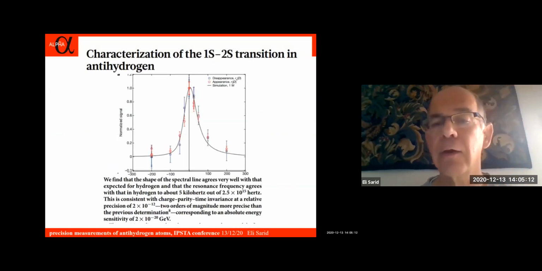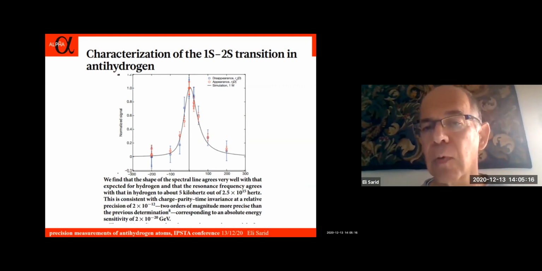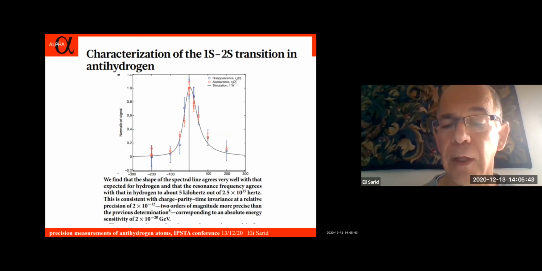accuracy. The holy grail of accuracy for this topic is measuring the narrow 1s to 2s transition. And here you see what we achieved. And this is the quite impressive accuracy of being able to reconstruct the whole spectrum and determine the frequency to a precision of 5 kilohertz over a transition frequency of 2.5 × 10^15 hertz, meaning an accuracy of a precision of 2 × 10^-12.